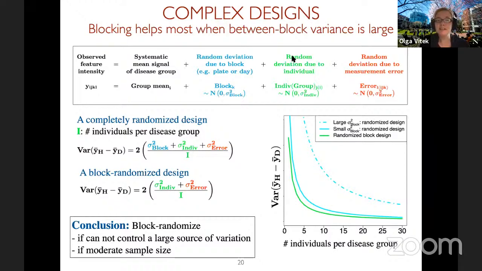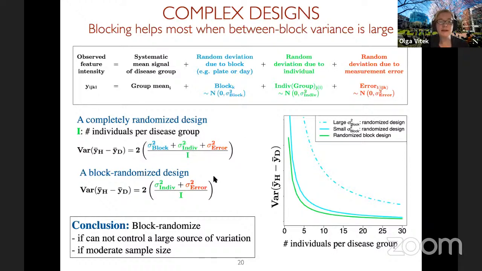This is the random variation person to person. And this is the random variation, for example, between mass spectrometry runs. Same idea. We can mathematically derive what the noise would be associated with our signal. In this case, it is this formula. And so now we see that this variance of the block, in this case day-to-day variance, appears as a term. So if we completely randomize without blocking, this is what the variance would be.